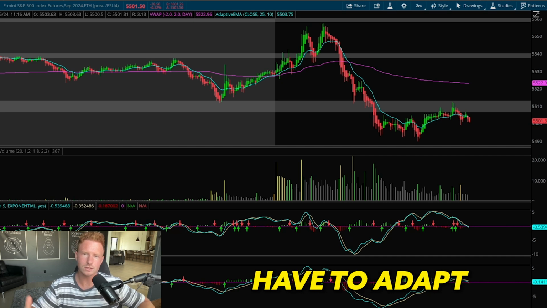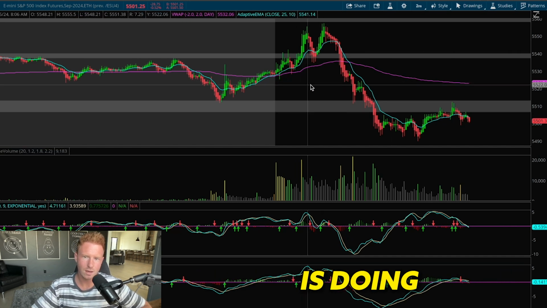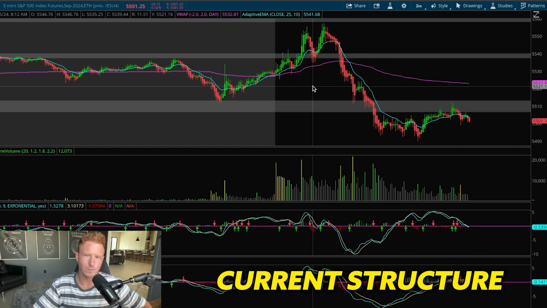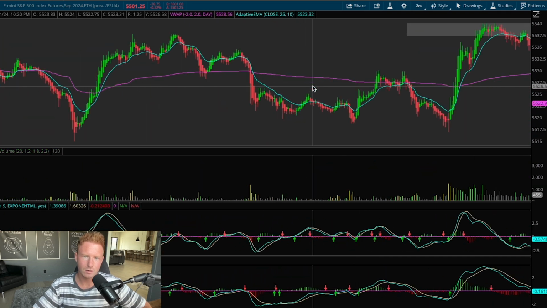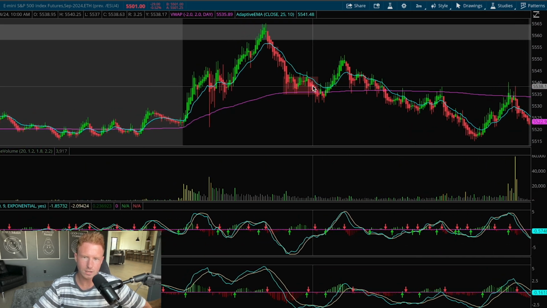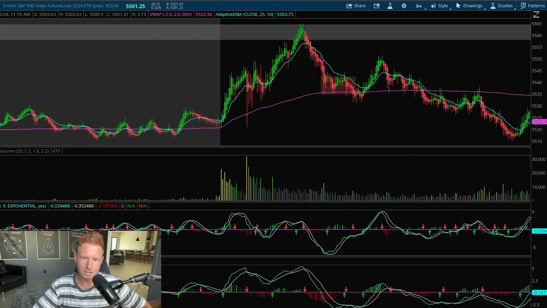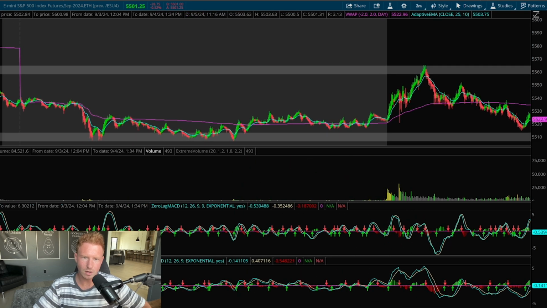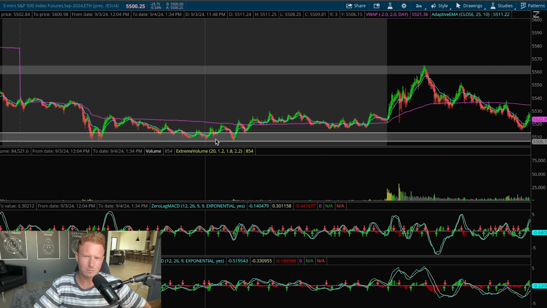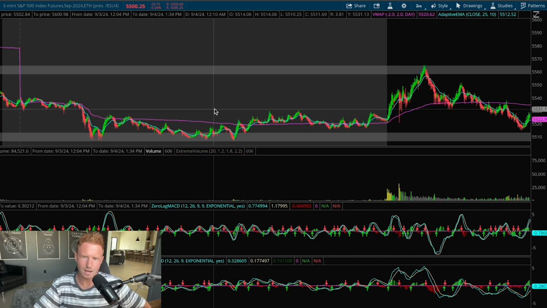So you always have to adapt with what the market is doing based on its current structure. It can change at any moment. We can go back to yesterday. I'm just going to random days in the market, and we always look at the pre-market first because that's when we first start looking at the market. It's pretty sideways here. So in this case, once again, I'd want to wait for us to break the pre-market high, or at least the last pre-market highs.